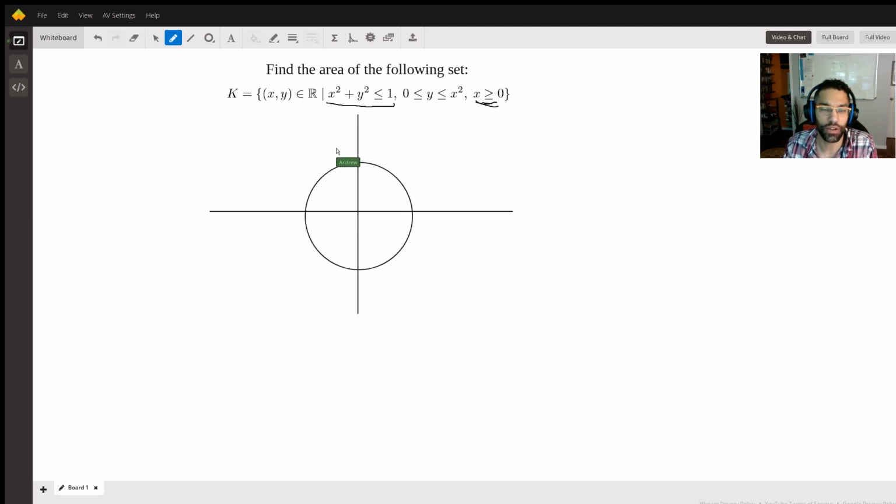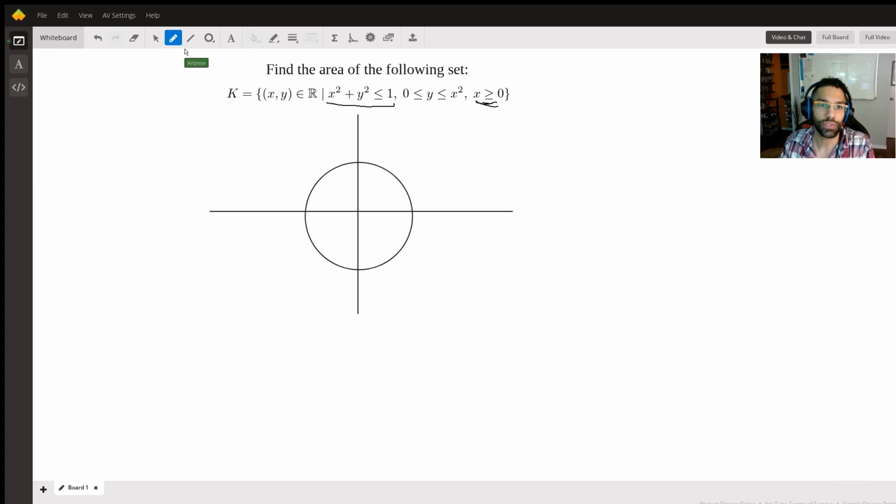Alrighty then. So what it's asking for here is everything inside of this circle, because we're looking for x's and y's with x squared plus y squared less than or equal to 1. So we're asking for all the interior of the circle, which is what this is talking about. The second part says that we're looking for y's that are positive. So y is going to be greater than or equal to 0, but it's also going to be less than or equal to x squared.